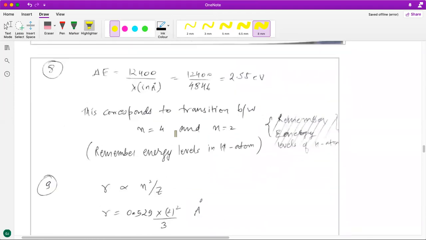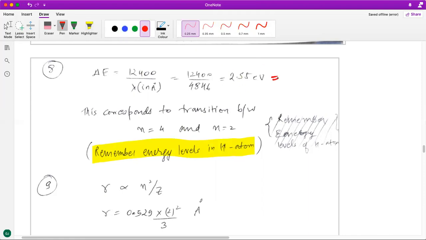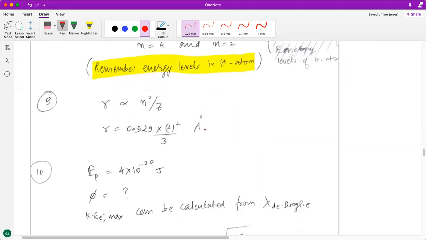All right, then the eighth question, it talks about the transition which this energy gap corresponds to. Similar to the question that we did some time back, you got the answer of energy gap as 2.55 eV. Now, if you again try to answer it mathematically, saying that this is 13.6 into 1 upon n1 square minus 1 upon n2 square, you will be again stuck because of the two variables. So if you remember the energy levels, you can right away tell that this 2.55 eV would correspond to the energy gap between n2 and n4 in hydrogen atom.